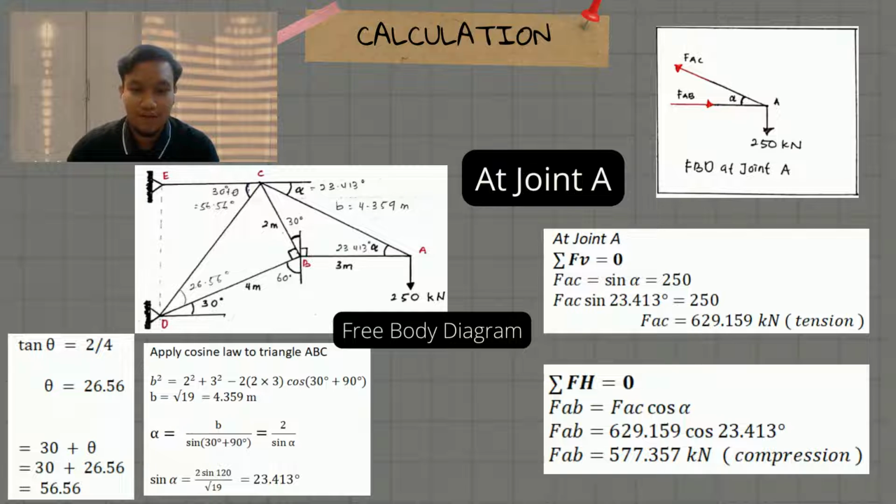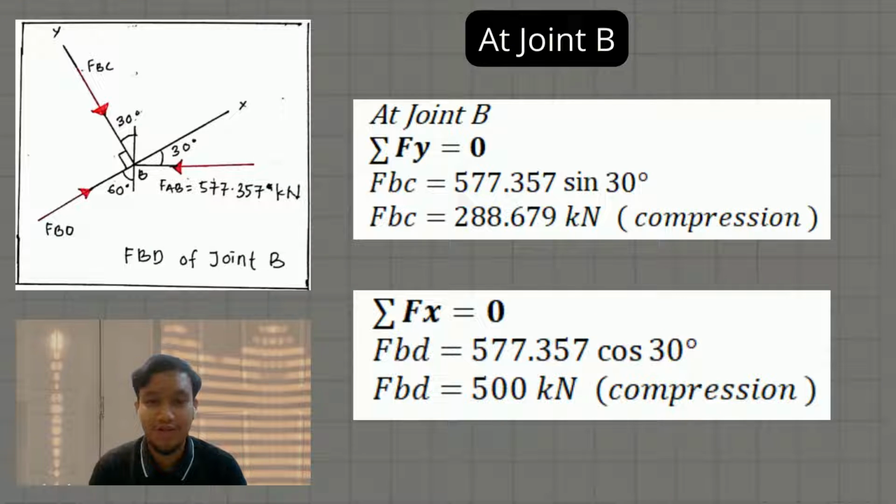After finding Fy, we find Fx, which is FAB equal to FAC cos alpha. We replace FAC cos alpha with the value that we got, and we will get FAB equal to 577.357 in compression. At joint B, firstly, we must resolve the force into Fx and Fy.